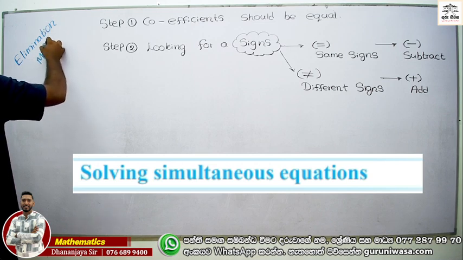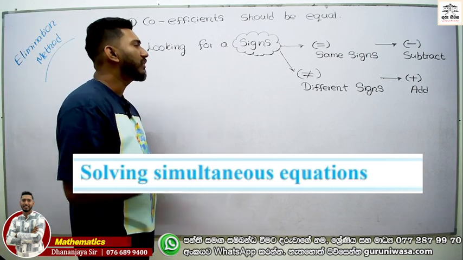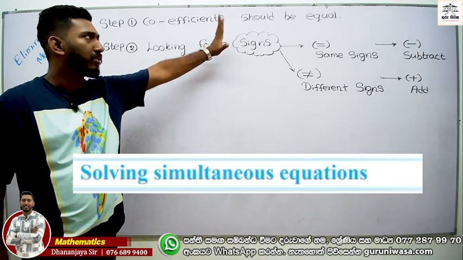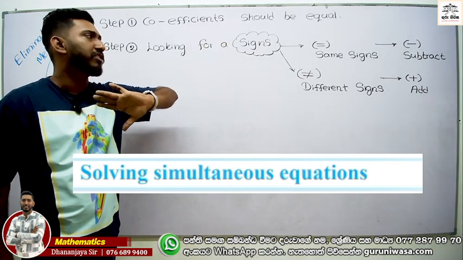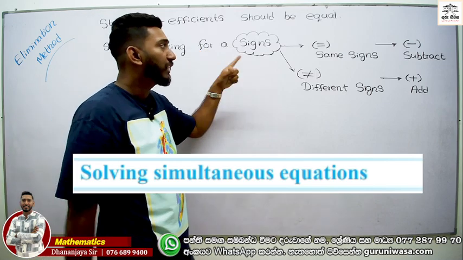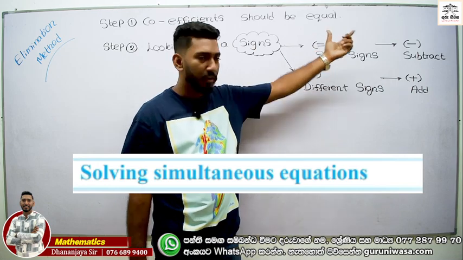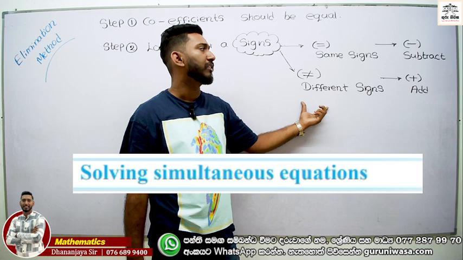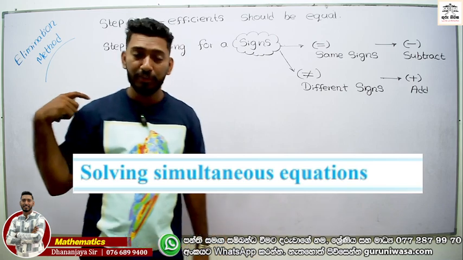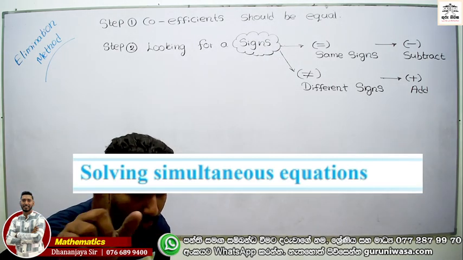We give it a name: the elimination method, right? And what is the short note? In step number one, coefficients should be equal. In grade 9, coefficients are always equal. In step number two, we are looking for the signs. We have equal signs, that means same signs, we are going to subtract. We have different signs, we are going to add. Right, now write this short note in your book. Hurry up. Let's write this short note nicely and draw a box around it.